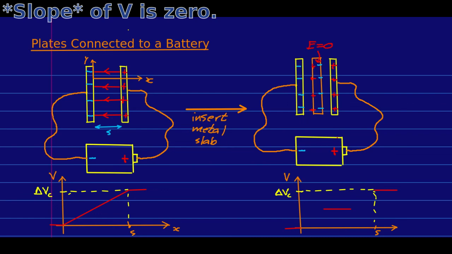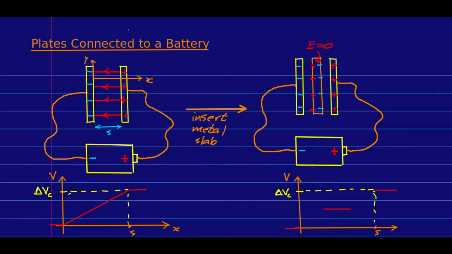However, we're still connected to the battery, and so the potential difference across the whole capacitor has to be exactly the same as it was before. And so that means there must be two sections here where the potential rises. And note that we now have to go up the same delta V, but we have to go up it in only these two distances instead of the whole distance S. These slopes must be larger. And so the E field must be stronger in these regions that don't have the metal in them than it was before we inserted that metal slab.